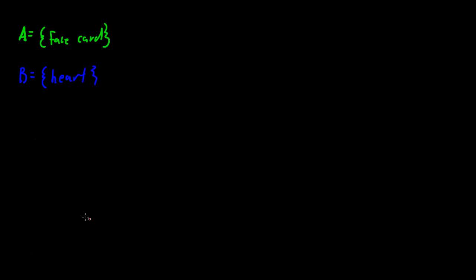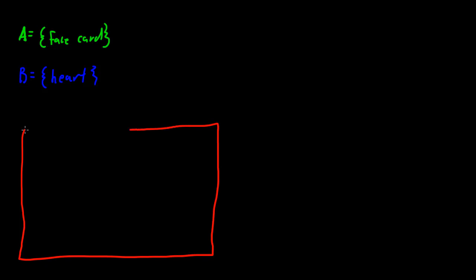So let's just draw out our basic Venn diagram to talk about our probability space. So we have our Venn diagram, which is just our rectangle. And we have two events in there. Event A, which is that we've drawn a face card. And we have event B, which is that we've drawn a heart.